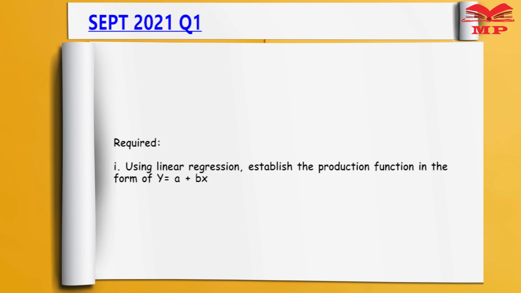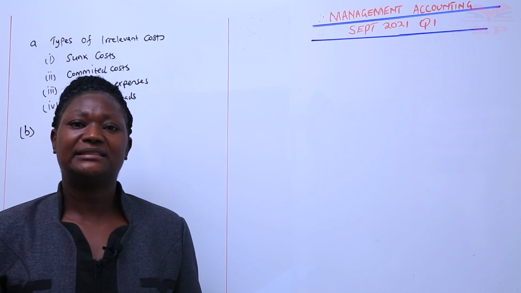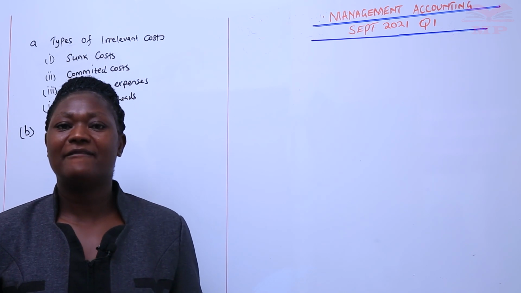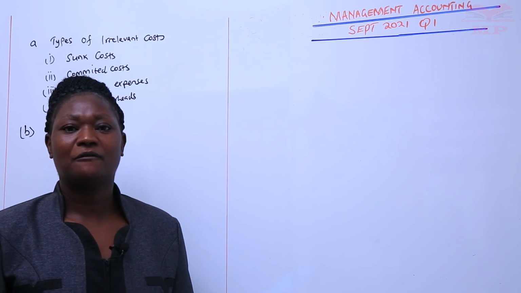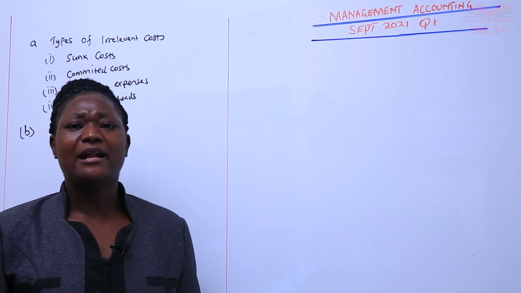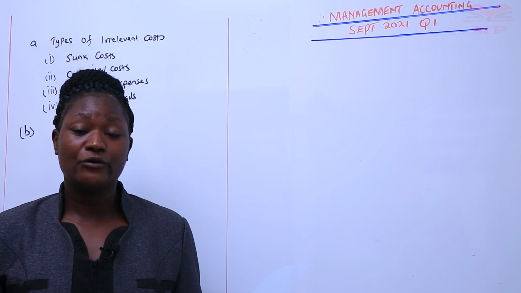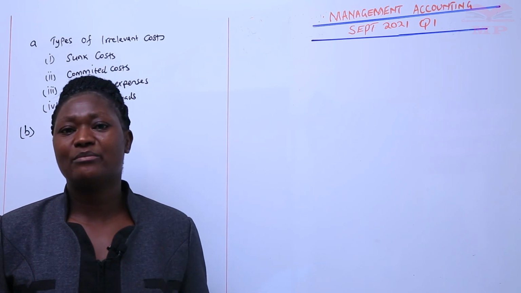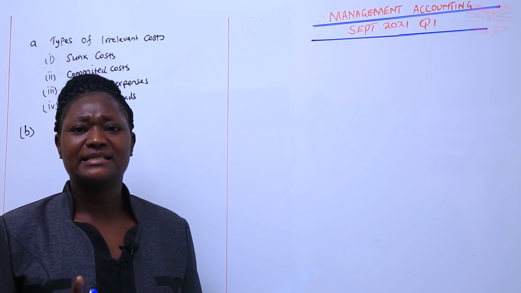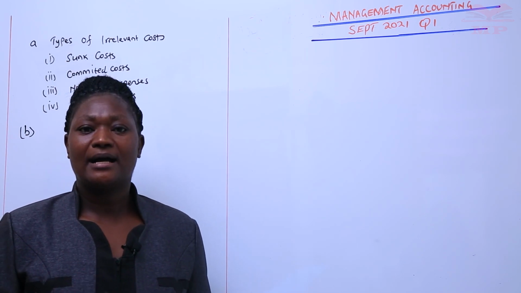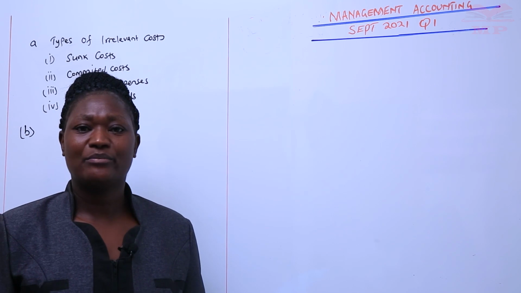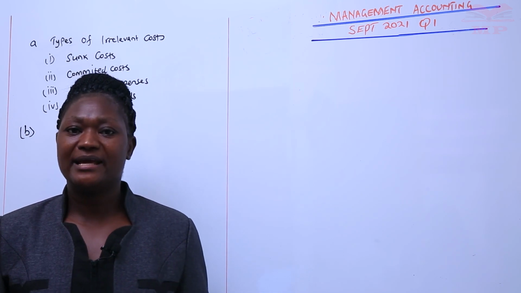So in regression analysis, we normally seek to establish the relationship between variables that we have been given. And the main important part of this question that will help you answer it effectively is for you to be able to determine the variables. We normally have 2 variables in linear regression. And one is normally an independent variable and the other one is a dependent variable.